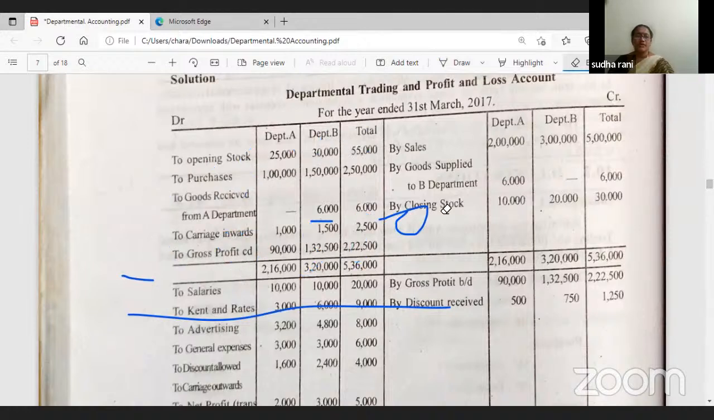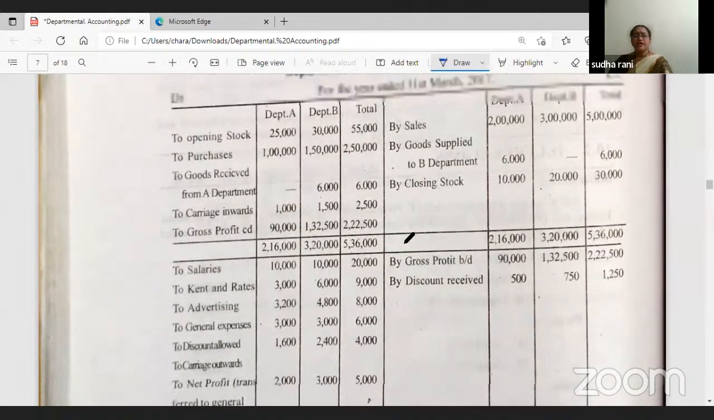So gross profit is 132,500. How did you get the total? Add both A and B, and you will get the total. Understood? Now, our trading account is over.